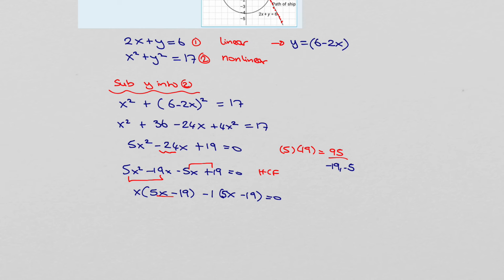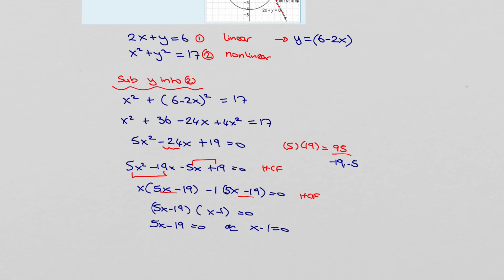Both these brackets are now the same, so again I take out my highest common factor. So I have 5x minus 19 times x minus 1 equals 0. So by letting both of those factors equal 0, because they multiply to give me 0, it means one of them or both of them must be 0. Well then, that gives me x equals 19 over 5, or x equals 1. So now I have two values for x.